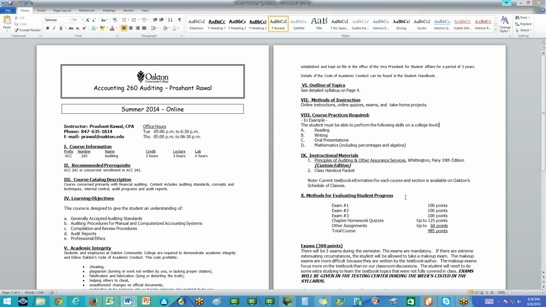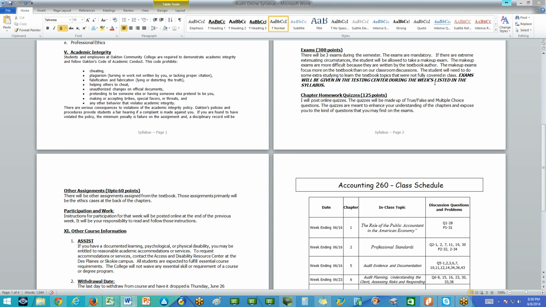In this class, we will have 3 exams. There are no prerequisites, but a recommended prerequisite is Accounting 242. 3 exams worth 100 points each, homework, quizzes, and other assignments. These other assignments are the cases that we will talk about in a few minutes. The exams will be given in the testing center during the weeks listed in the syllabus. So first, let's begin by talking about the exams.